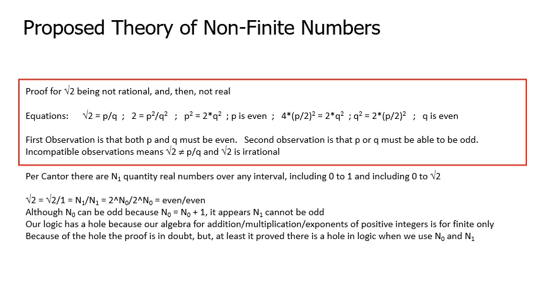As an example of a hole, we'll attempt to prove the irrational number square root of 2 conforms to Cantor's definition of real numbers. First, to prove square root of 2 is irrational, we propose it as rational. Per the equations, we conclude as a first observation that both numerator and denominator must be even.